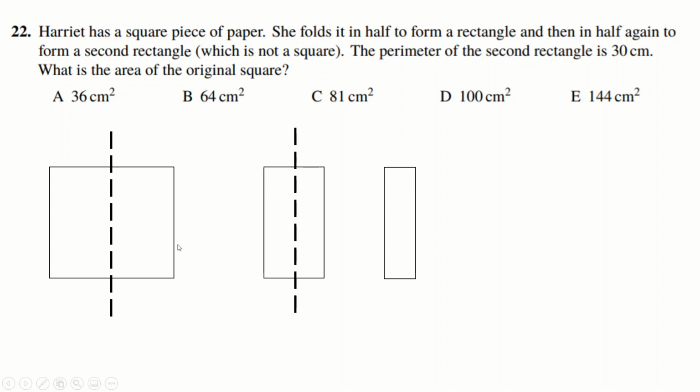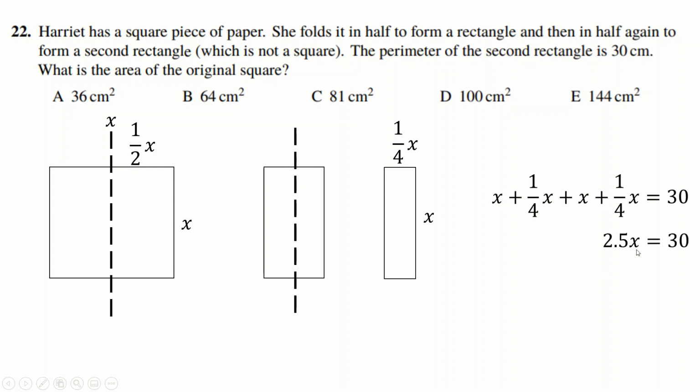If we call this side length of the square x, that means this length is also x because it's a square, but this length is a half x. So this length is a half x, which means when you halve it again, you get a quarter x. But notice how this x hasn't changed. And so the perimeter of this shape is 30. We have x plus a quarter x plus a quarter x is 30. This is just 2.5x.